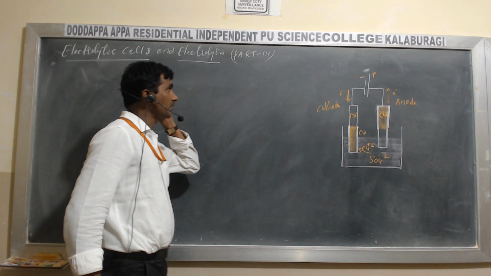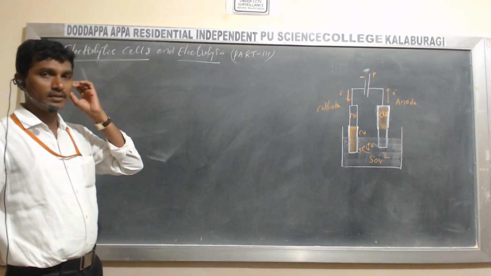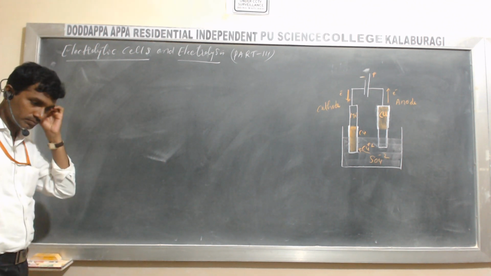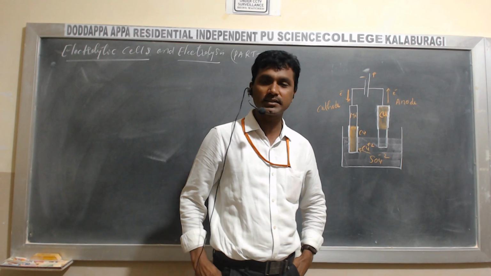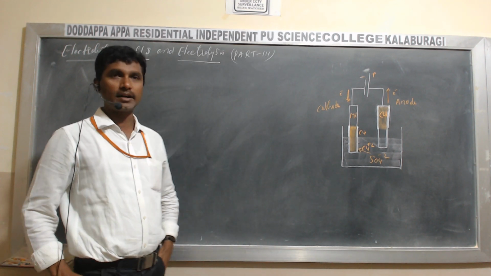Electrochemistry part 3. In part 1 and part 2, we discussed the construction and working of the electrochemical cell, the standard hydrogen electrode, and the Nernst equation. The third part is the electrolytic cell and electrolysis. So what is this electrolytic cell?